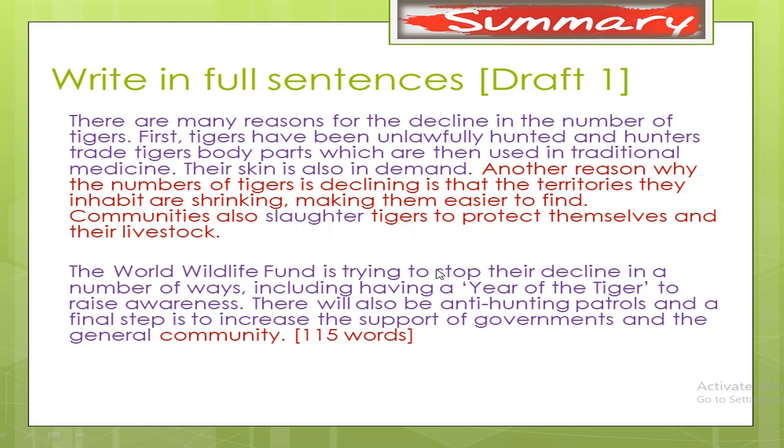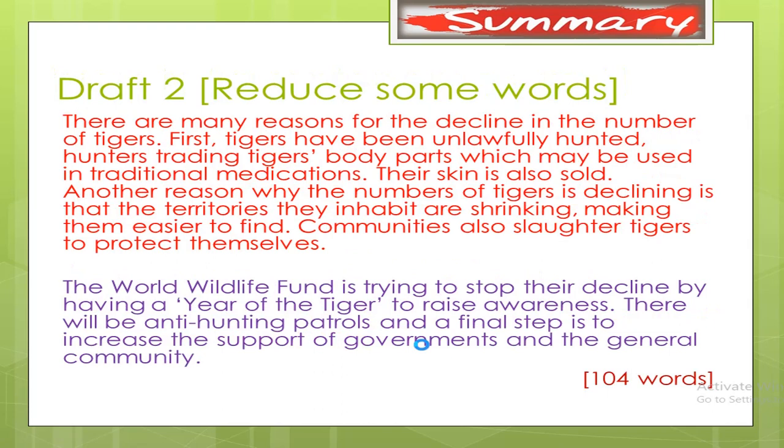The World Wildlife Fund is trying to stop the decline in a number of ways, including, we used the word including, having a Year of the Tiger to raise awareness. There will also be anti-hunting patrols, and the final step, here another linking word, is to increase the support of governments and the general community. Totally, it has 115 words. If you want, we can reduce some words also. If you have time, you can reduce some words, like so. We have taken some words out here and reduced it to 104 words.